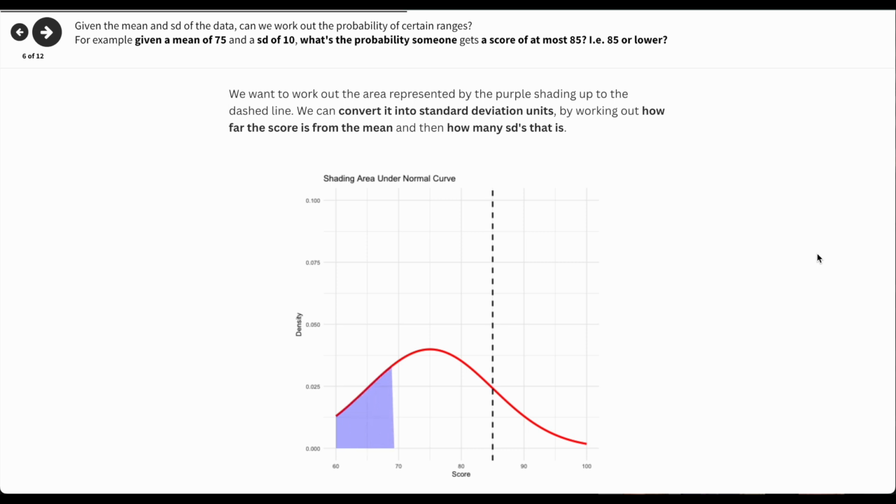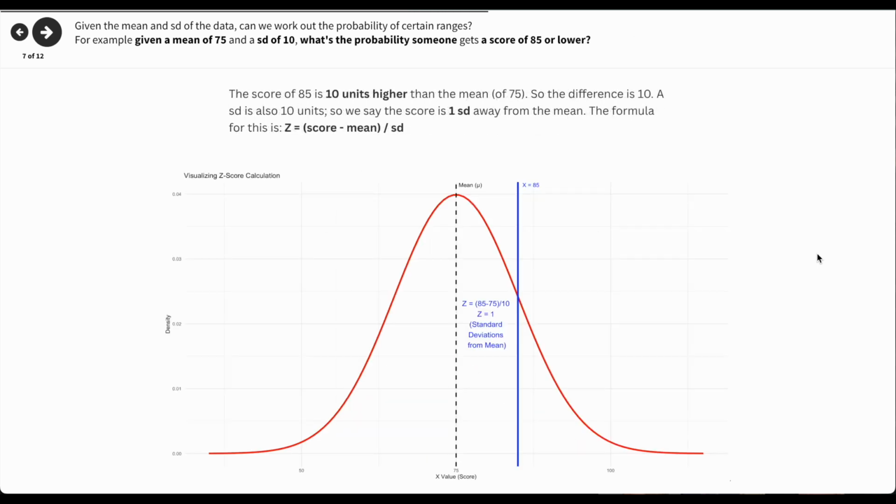So we want to work out how far 85 is from the mean of 75, but in terms of standard deviation units. So the first thing we do is subtract the mean from the score. So we do 85 minus 75, and we can see that it's 10 units higher than the mean. And we also know that one standard deviation is 10 units. So if it's 10 units higher and one standard deviation is 10 units, it's just one standard deviation away from the mean. If the standard deviation was 5, for example, then 10 units would be 2 standard deviations.